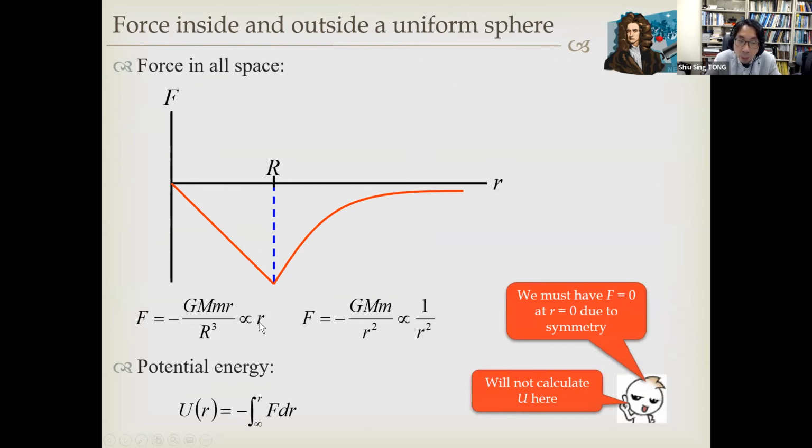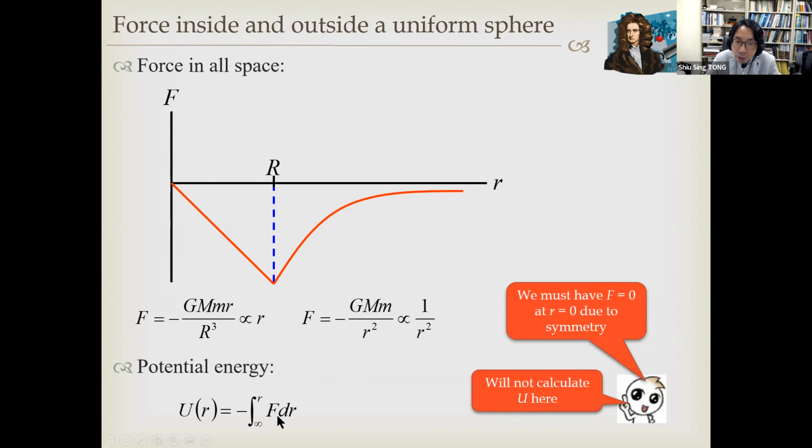The force is proportional to the distance from the center. So it's a straight line, because the slope is negative, a straight line going down. And the two expressions agree with each other at the boundary, at the surface of the sphere. That value is GMm over capital R squared.